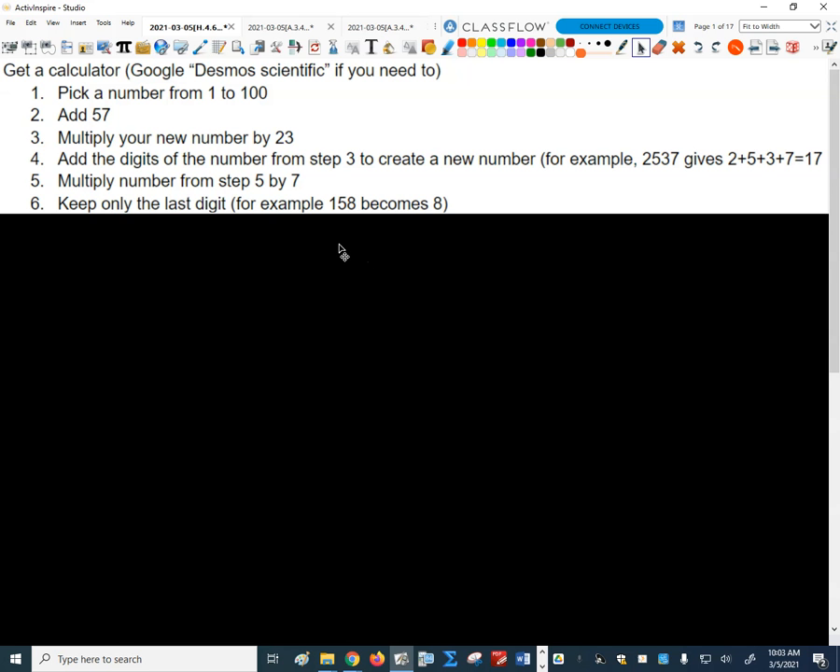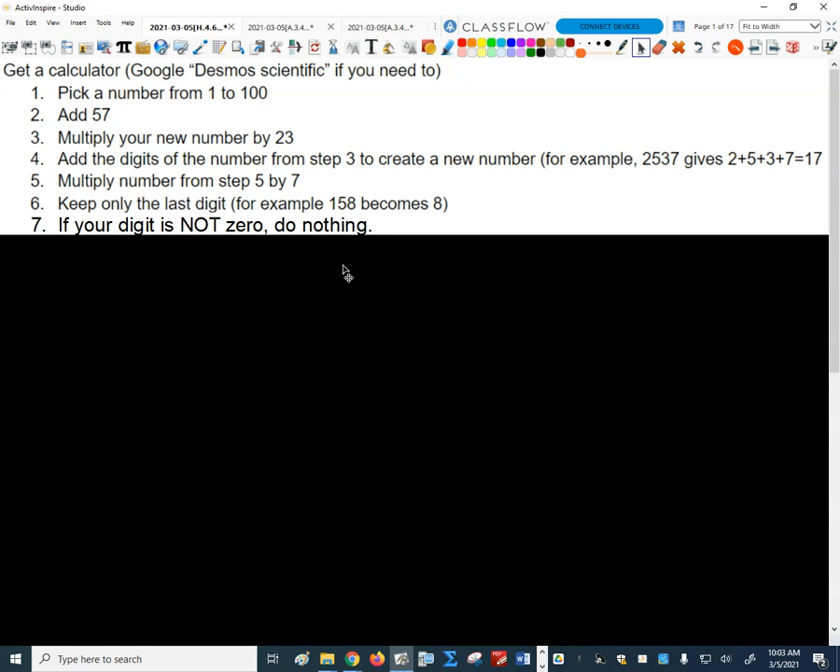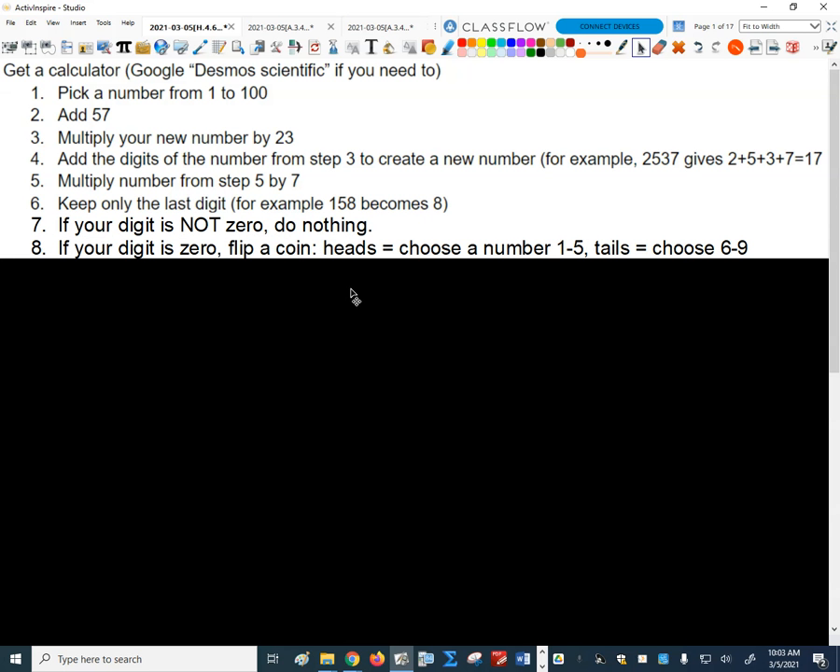Okay, now probably you do nothing here. If your digit is non-zero, do nothing. So most likely you're not doing a thing. Okay, if you happen to have 0 for your digit, then flip your coin. Heads means you're going to randomly choose a number from 1 to 5 and write that down. Tails means you're going to randomly choose a number 6 through 9 and write that down. Okay, when you're done with those 2 steps, type an 8, please.